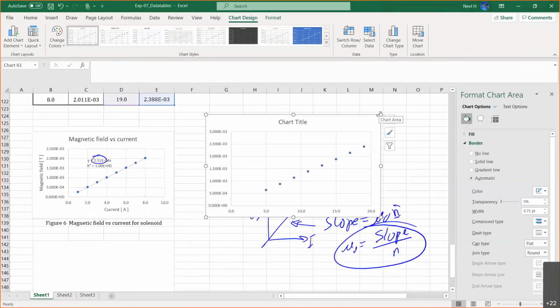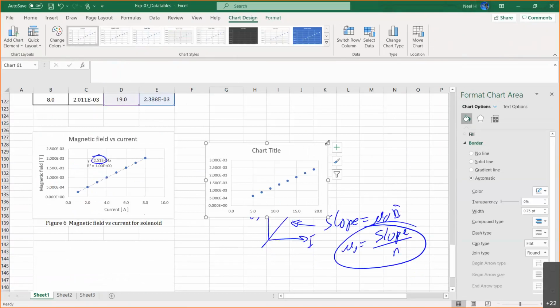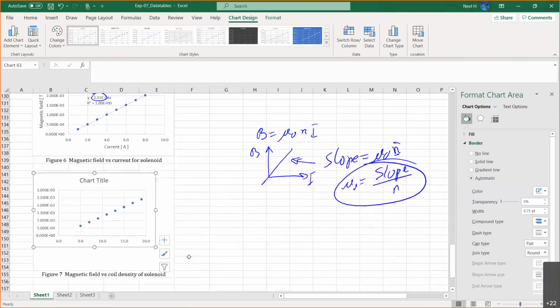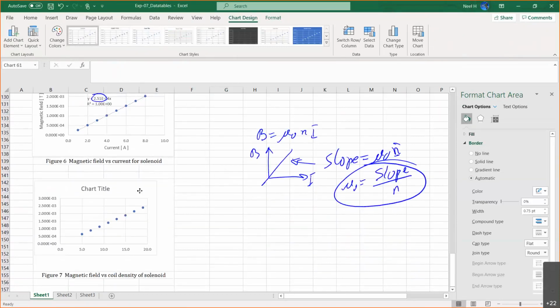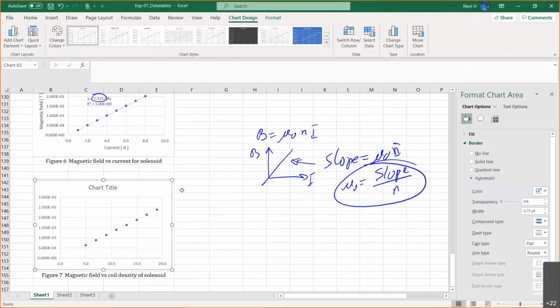Very nice linear graph, but the slope is different. That should be the case because earlier the x-axis was current, now the x-axis is number density, different numbers. I need the axis titles again.